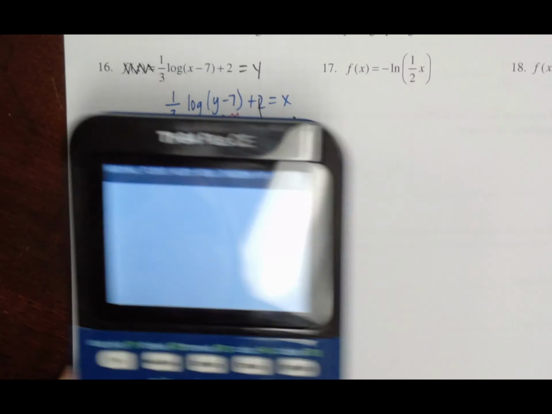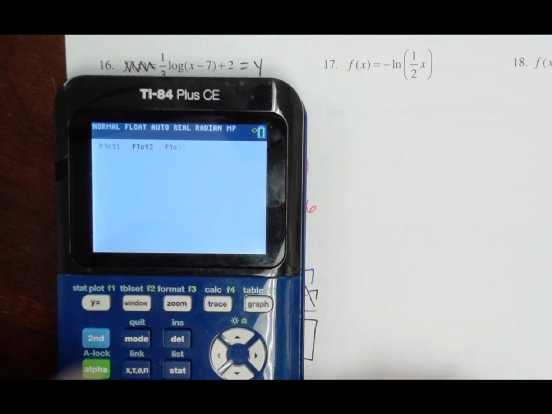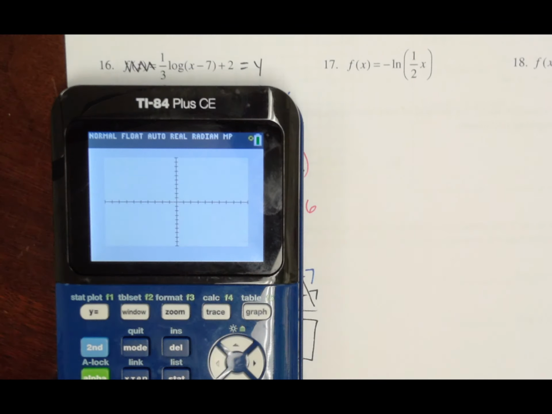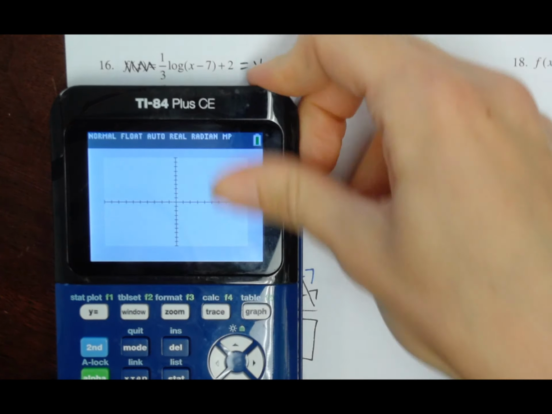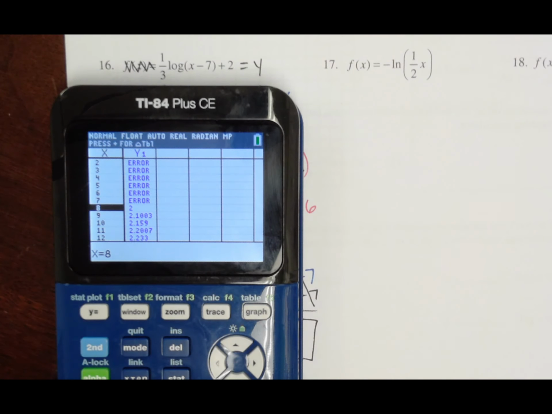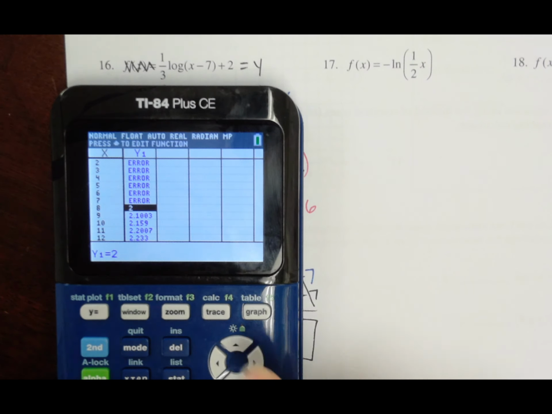So the first thing I'm going to do is I'm just going to go ahead and graph the original function. So I'm going to clear out what I have in there, and I'm going to type in 1/3 log x minus 7, and plus 2. Now I know you don't have to graph this, like in terms of you don't have to graph on paper, and you can't really see much of that graph anyways, but I'm going to go ahead and go to the table. So I just hit the second and then the table button. And what I'm going to look for is just a single nice point, if it exists. In this case, we see the point 8, 2.